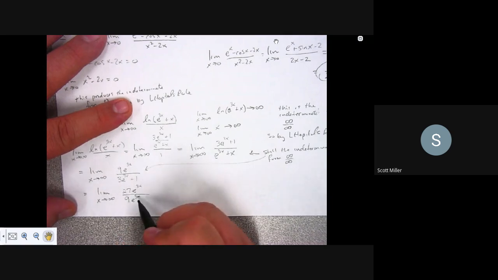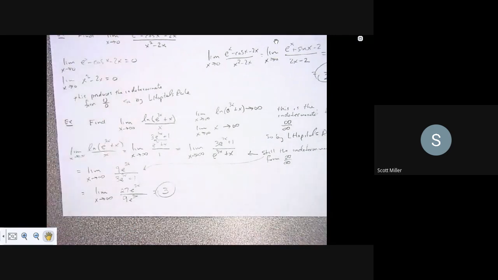Take the derivative of this is going to be 27e to the 3x. Down below is going to be 9e to the 3x. And now the 3x's are going to drop out, correct? Now these are gone, and I'm left with simply 3. So that is my limit. Okay? So that's how that works.